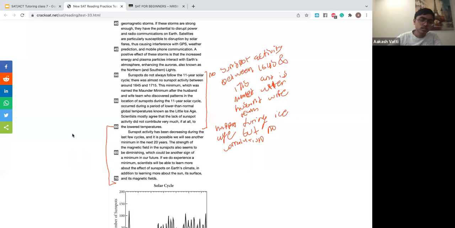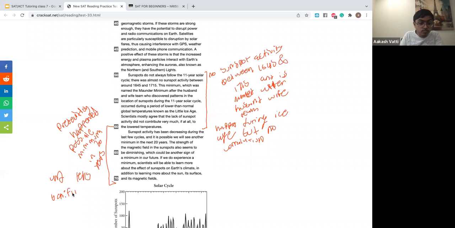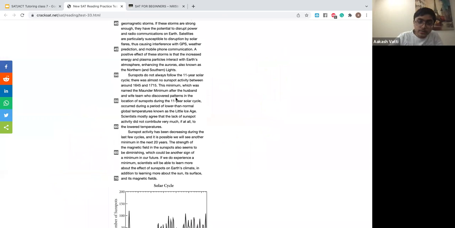So there's a prediction. Prediction: possible minimum in 20 years. And it tells benefits. All right, I spelled benefits wrong, but whatever. Benefits. All right. Now we look at the graphs.